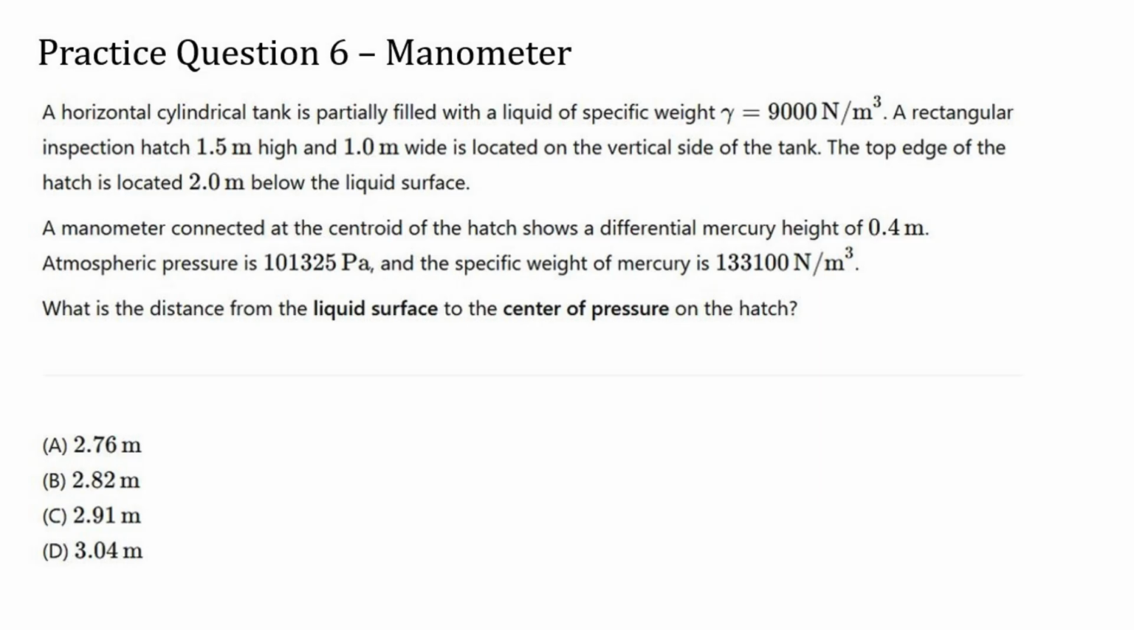Atmospheric pressure is 101,325 pascals, and the specific weight of mercury is 133,100 newtons per cubic meter. What is the distance from the liquid surface to the center of pressure on the hatch?